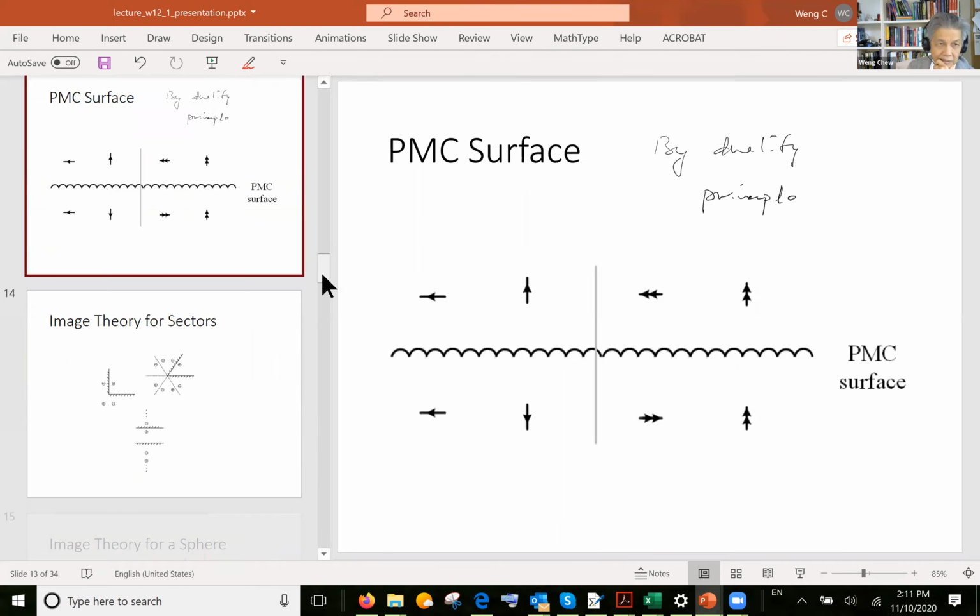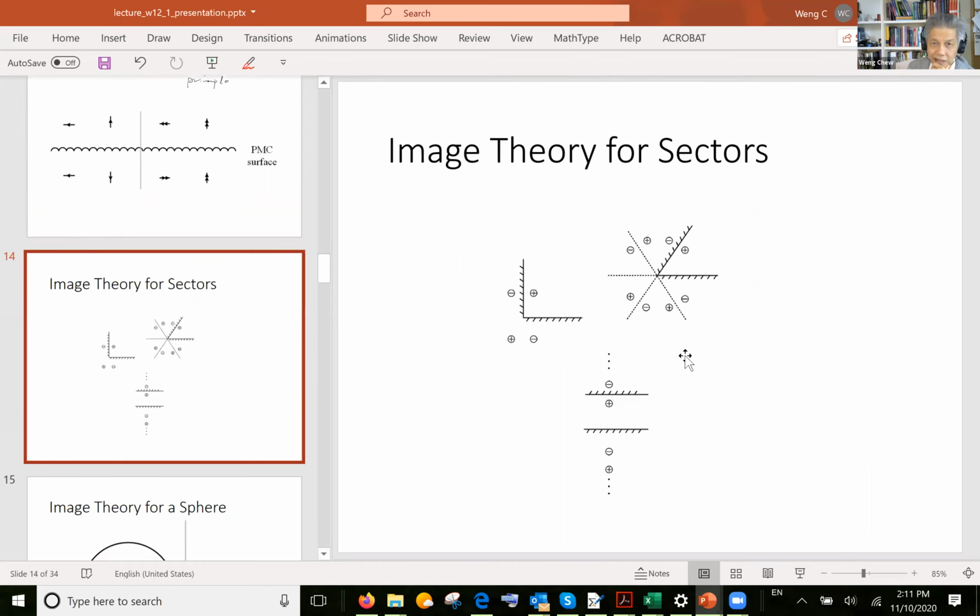If not, let's go on to other more sophisticated image theorems. So we have just used a flat surface to invoke our image theory. It turns out that image theory can also be invoked for sectors. Like here is a 90-degree sector. Okay. And you can solve this problem piecemeal.